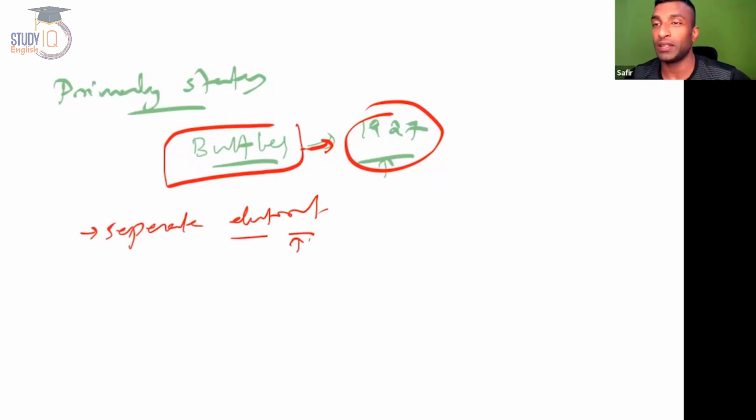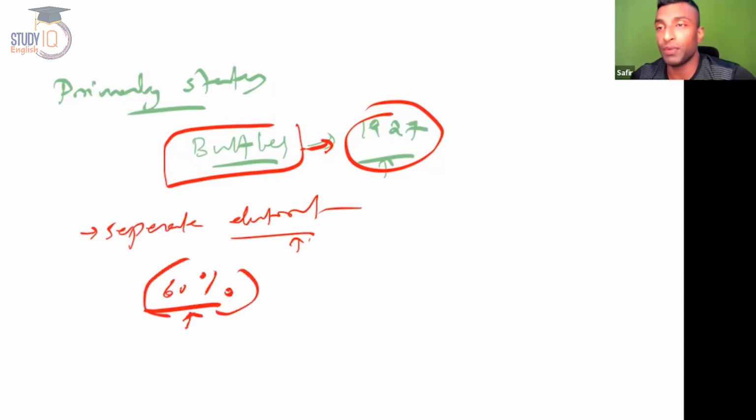Guys, what is the significance of this? Almost 60% of our constitution directly traced its origin from the Government of India Act 1935. That's the most important point that you need to remember. What is the significance of the 1935 Government of India Act? The majority of our constitution is actually coming from there.